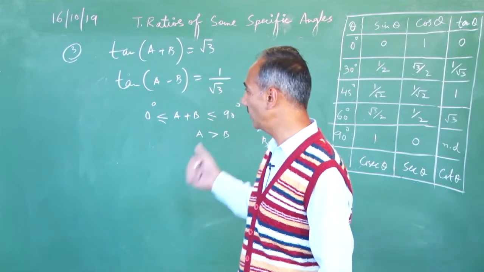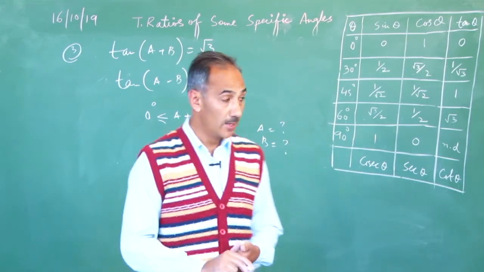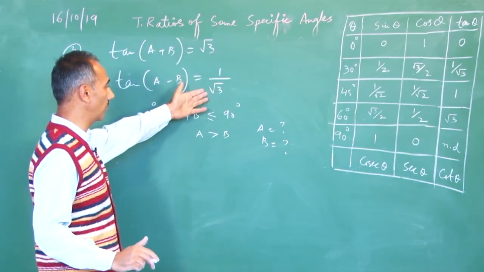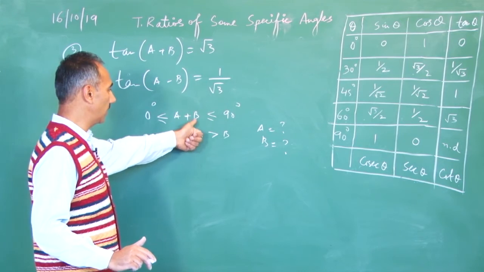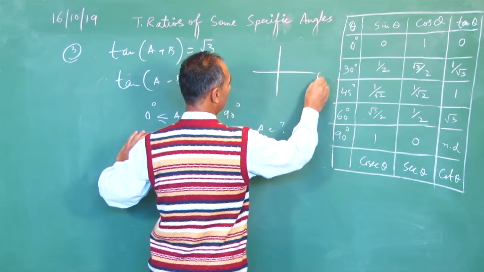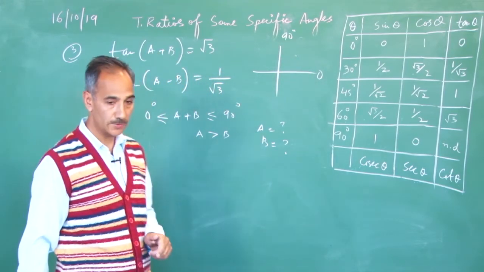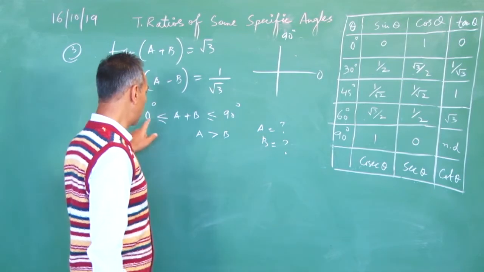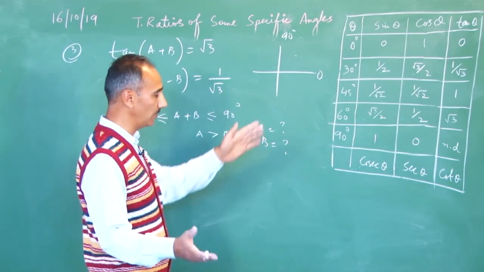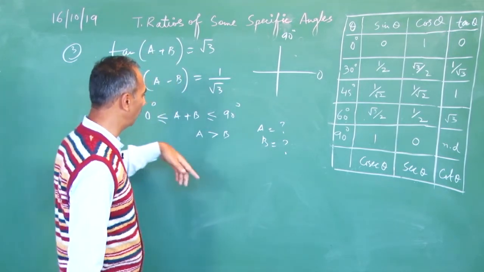My dear friends, you have 2 trigonometric equations. Both are in terms of tan. First says tan A plus B is square root 3. Tan A minus B is 1 upon square root 3. A plus B is less than 90 and greater than 0. That means A and B are in the first quadrant, that means A and B are both acute. It starts with 0 and ends with 90. These are the extreme cases, 0 to 90. But A has to be greater than B. What's the value of A and B?